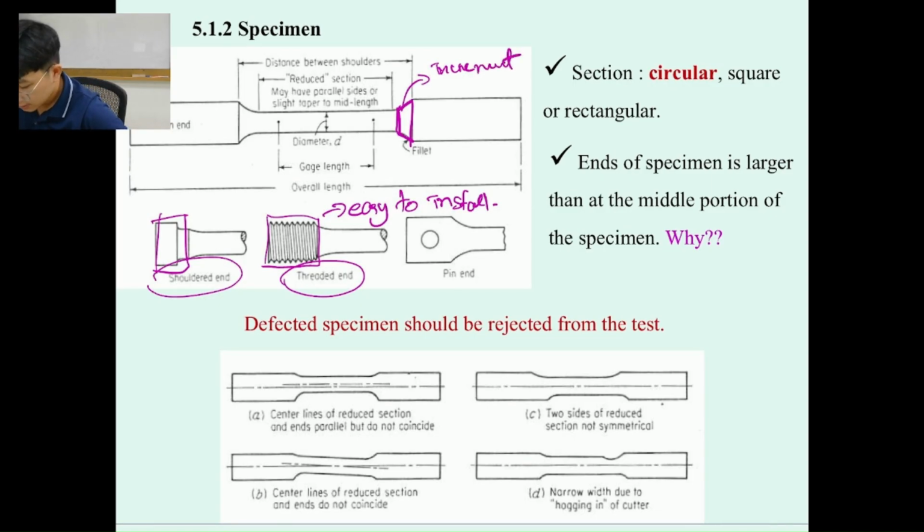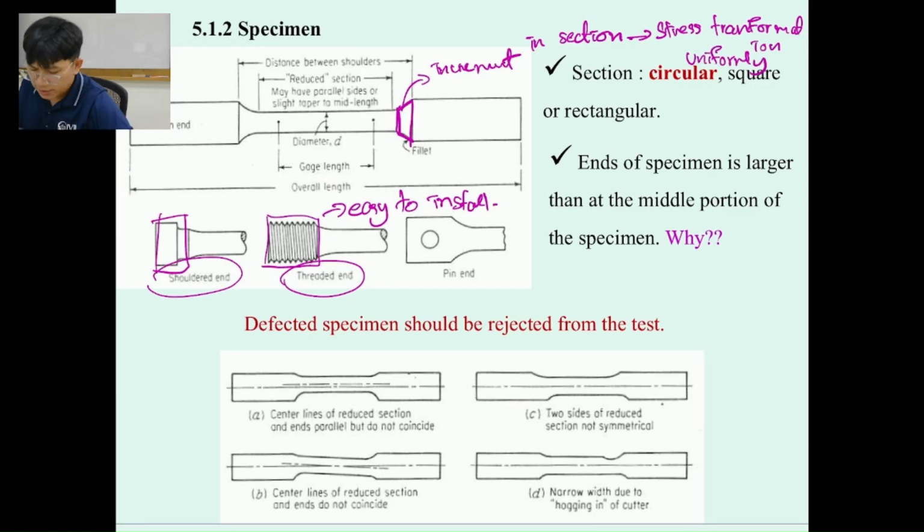Increment means increase in section, which means we would like to make the stress transform uniformly, or we call it stress transformation uniformly, which means we force the sample to fail in between this area.